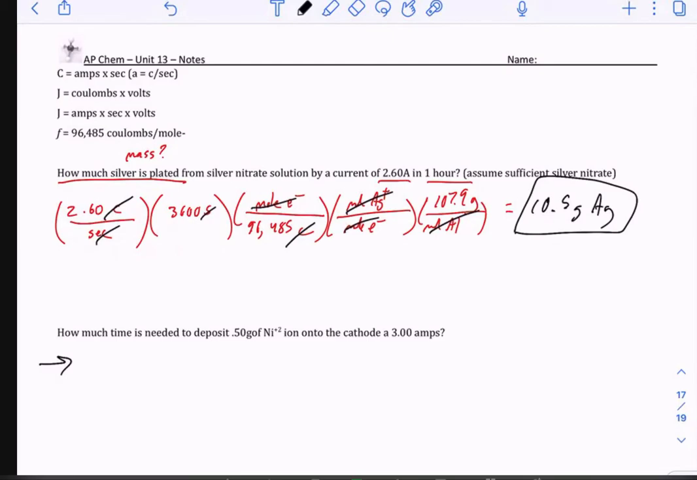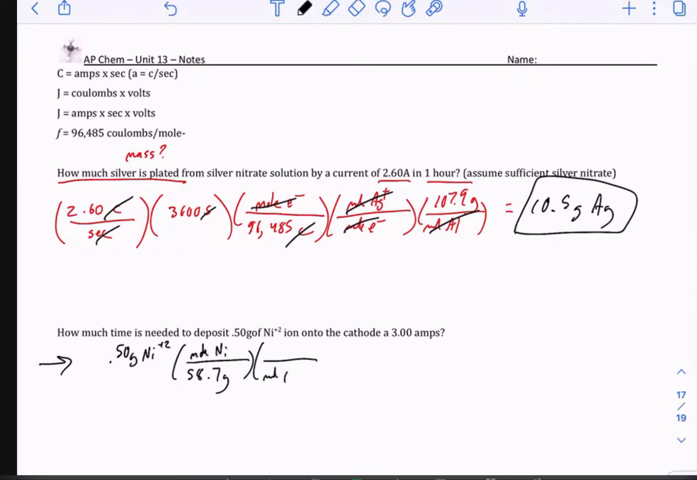So how much time, guys? What do you think? 548 seconds. Yep, good. That's what I got. To set the problem up, it's just straightforward stoichiometry. Start with 0.5 grams of your nickel. When I use the molar mass for nickel, it's the same whether it's the ion or the atom. It doesn't really change.